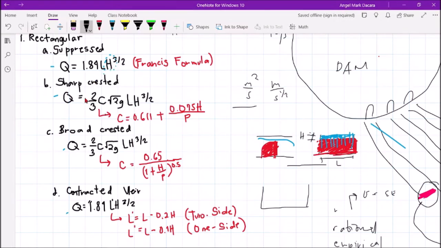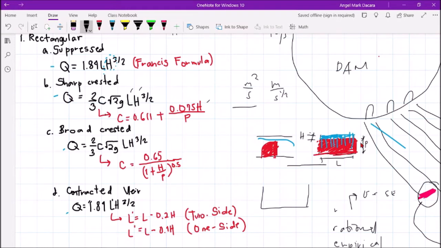Ito naman, sa sharp-crested weir, so you know the definition of length and height o head of water. Ito ang square root of 2G. G is just 9.81 for SI and 32.2 for English. Yung C naman is kino-compute pa. Bukod pa ang formula ng C. So, ayan. C is 0.611 plus 0.075H. H is the same H, yung head ng water. So, na-define na natin. And P is the height of the weir. From the bottom of the channel hanggang dun sa may crest, that is P.